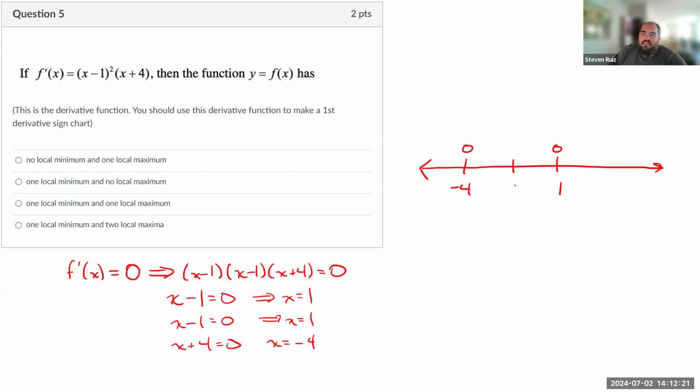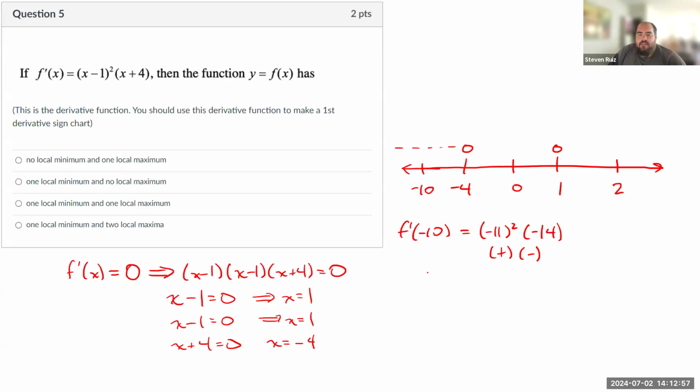So if possible, I'd like to choose 0 as a test point. 0 is between negative 4 and 1. If I choose any value bigger than 1, I'll choose 2. And what's a good value to choose that's less than negative 4? How about negative 10? So what is f prime of negative 10? That's equal to negative 11 squared times negative 14. So this is going to come out to be a positive number times a negative number, so that's a negative number. How about f prime of 0? That's equal to negative 1 squared times 4. That'll be 4. So that's positive.